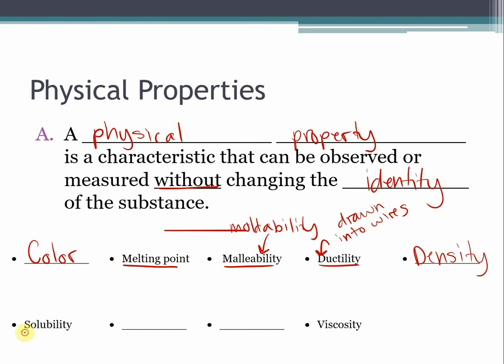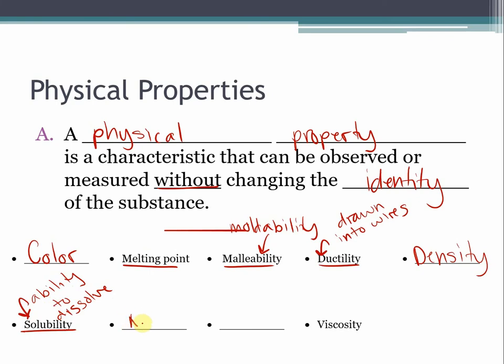Another example is solubility. This is the ability to dissolve. You can dissolve sugar into your tea, you can dissolve salt into water, you can dissolve chocolate powder into milk, and it doesn't change the identity of any of those things, it just mixes them together.